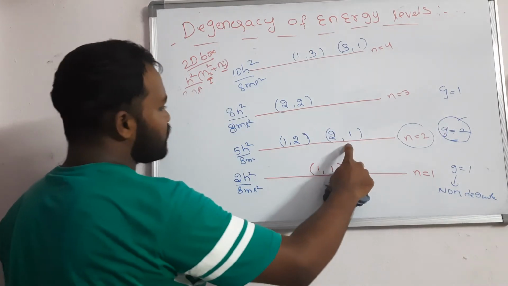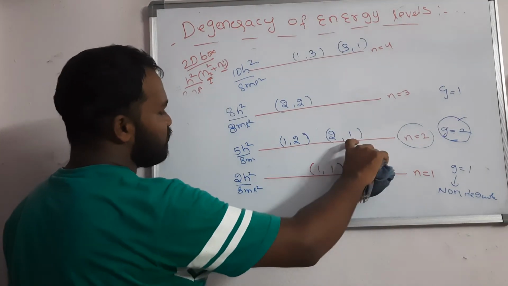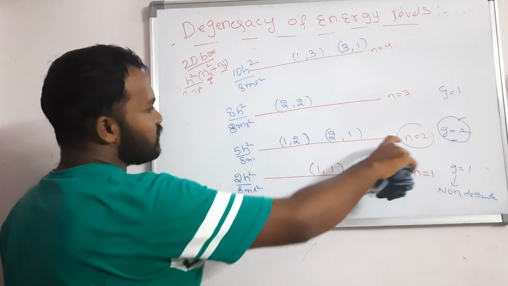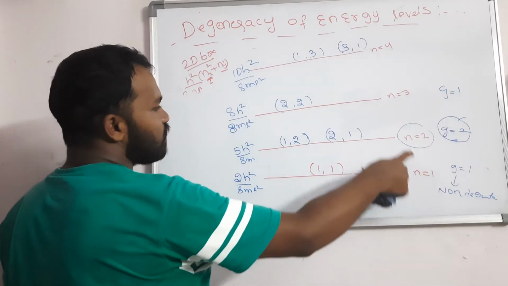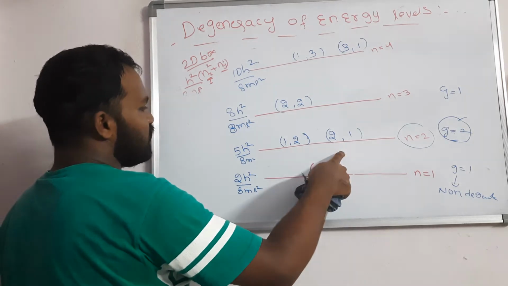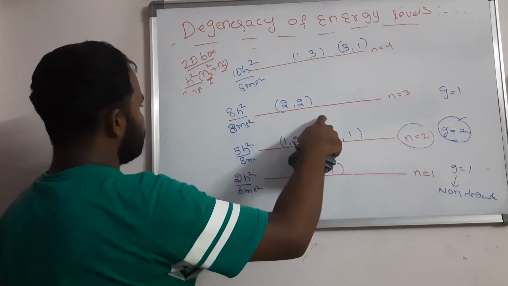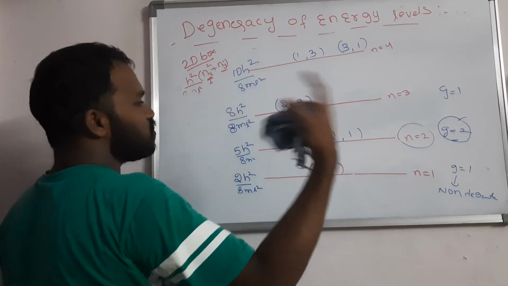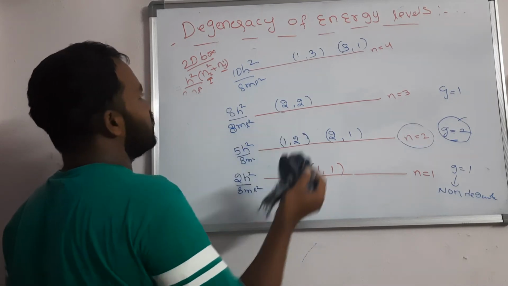Questions may be like this. The energy difference between the first excited state and the ground state is 2 minus 1, that is 3. Here 5 minus 2 is 3. Here you will again get 3. Here you will get 2. So the energy difference has changed.